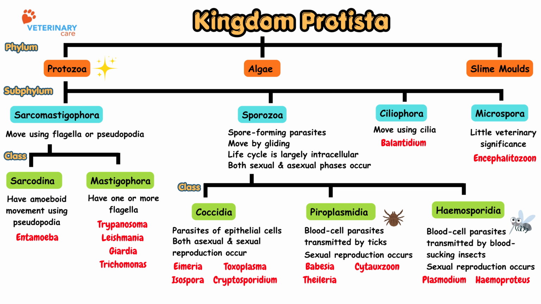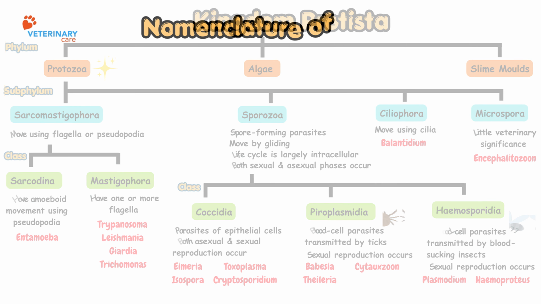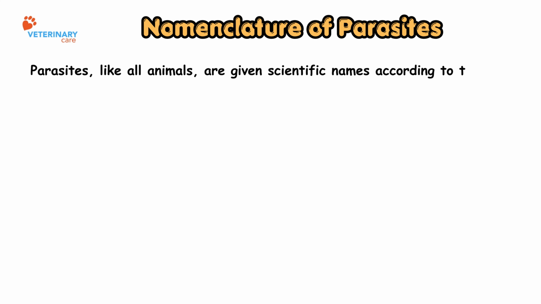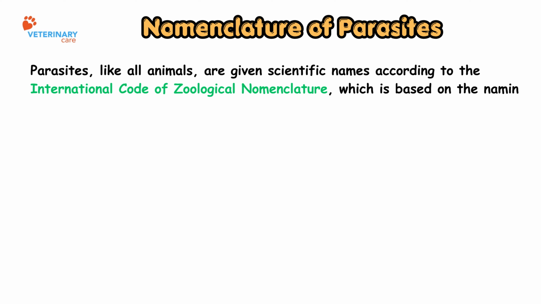Now let us move toward an important topic called nomenclature of parasites. Parasites, like all animals, are given scientific names according to the International Code of Zoological Nomenclature, which is based on the naming system introduced by Carl Linnaeus.